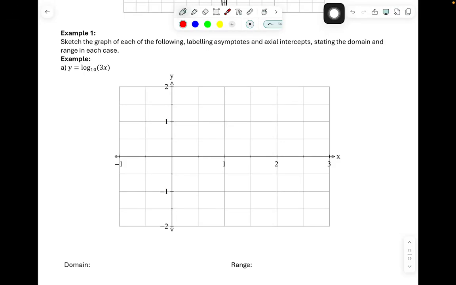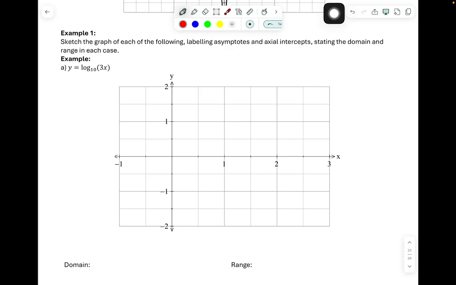In this video here, we're going to look at sketching a logarithmic graph. In this example, it says sketch the graph of each of the following, labeling asymptotes, axial intercepts, and stating the domain and range in each case. For this example, we'll be sketching the graph of y equals log base 10 of 3x.